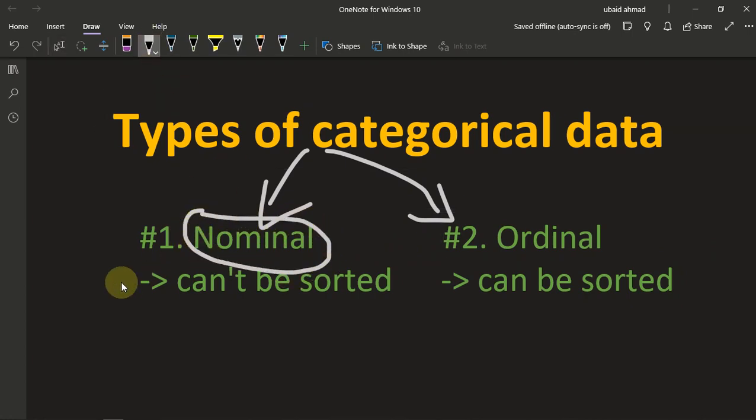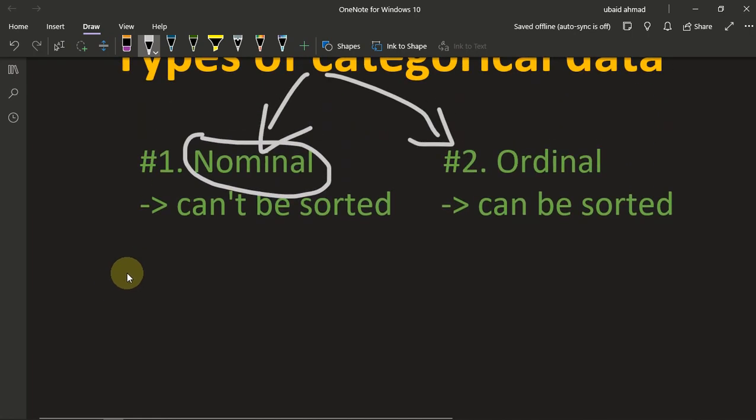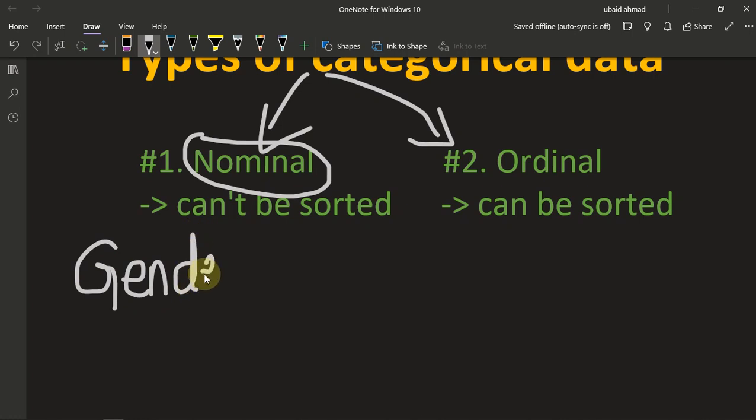Let me give you an example of what I want to say here. In the nominal we can say the gender, okay, male, female. Now this male, female, you can't sort them out, right? You can't say that one is male and the second is female. It is just two categories with no order, right?